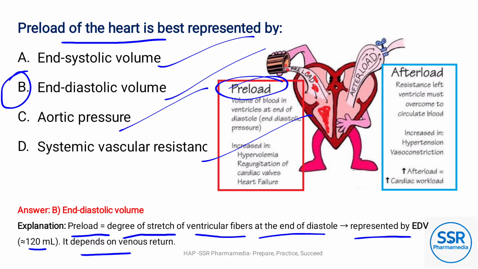So that's preload and afterload. Preload is the volume of blood in the ventricle at the end of diastole. Afterload is the resistance the left ventricle must overcome to circulate blood, so increases occur in hypertension and vascular constriction. Changes in preload occur with hypovolemia, cardiac valve problems and heart failure.